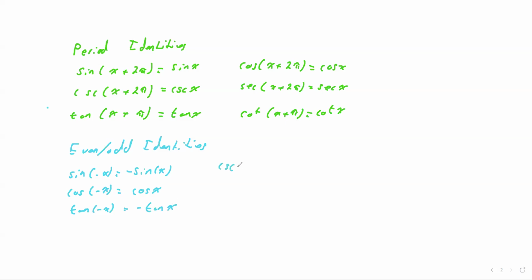We had cosecant of negative x equaling negative cosecant of x. And then we had secant of negative x equal to just regular secant. And then we had cotangent of negative x equal to negative cotangent. And basically what we saw here is that cosine and secant were even, so we always got the original answer back. And sine, cosecant, tangent, and cotangent were odd, so they gave us the negative of our answer.